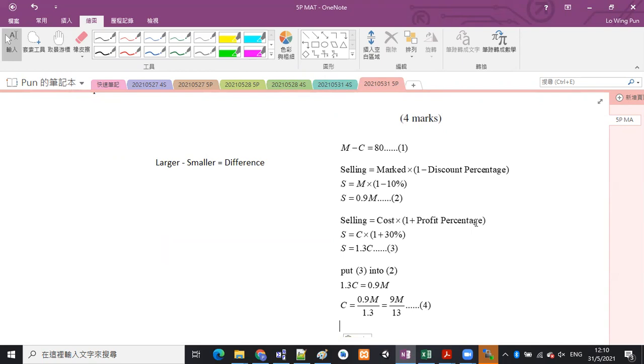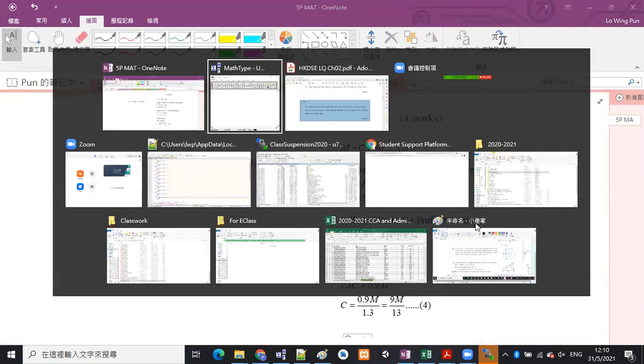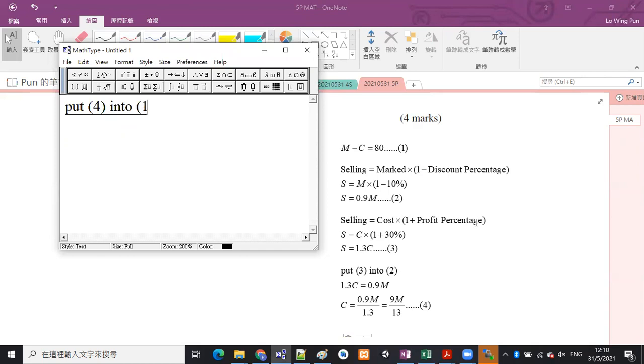Yes, we still haven't used equation 1. Now I have expressed C in terms of M. If I just put equation 4 into equation 1, then this equation becomes having M only. Okay, therefore we can find the value of M from that equation. So finally we just put equation 4 into equation 1. Equation 1 originally is M minus C. It becomes M minus 9M over 13 is equal to 80. Can you follow?